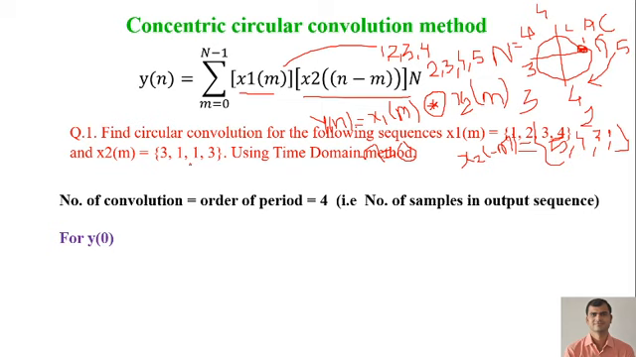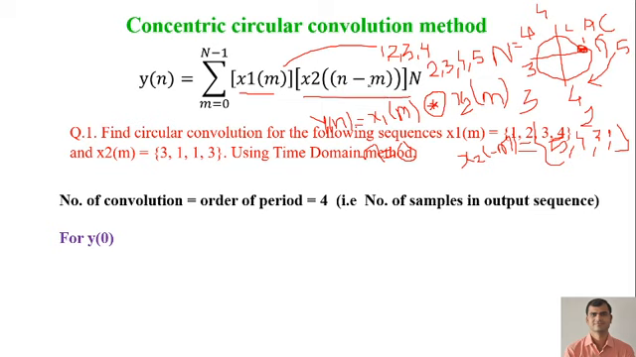So that many samples will be in the output sequence. Then I have to do it for y of 0. When I calculate y of 0, here it will be x1 of m, and when I put n equal to 0, we are getting y of 0. So for n equal to 0, what do we have to sketch? We have to sketch x2 of minus m.